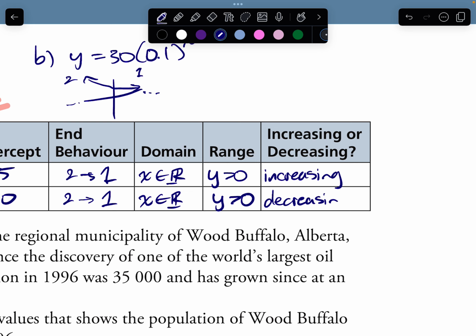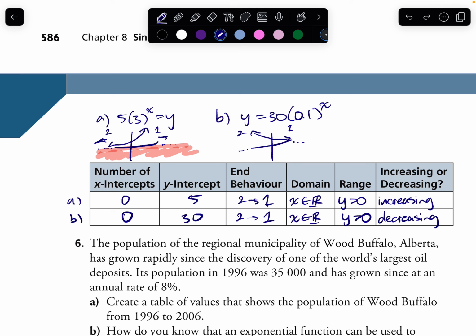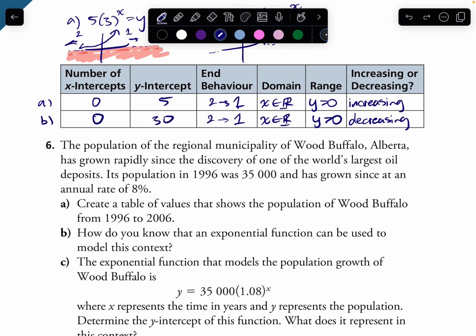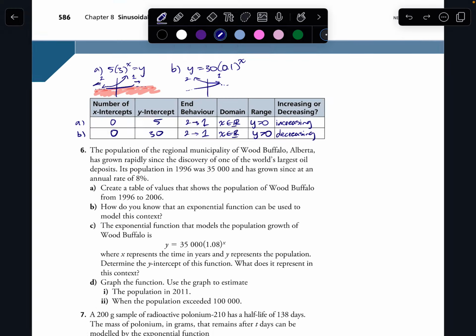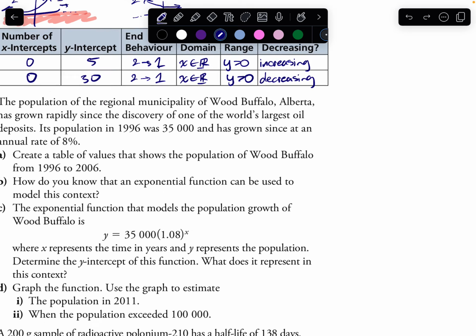If you aren't sure about how I figured out the increasing and decreasing part, just go watch the assignment 7. It's in the table, it's the last 2 graphs. They basically look exactly like this, just with slightly different numbers. Population, so that would be assignment 7 part 1, by the way. The population of the regional municipality of Wood Buffalo, Alberta has grown rapidly since the discovery of one of the world's largest oil deposits. Its population in 1996 was 35,000 and has grown since at an annual rate of 8%. Create a table of values that shows the population of Wood Buffalo from 1996 to 2006.